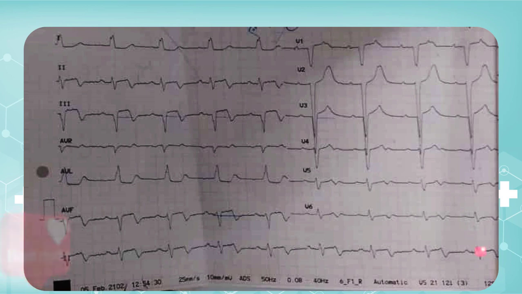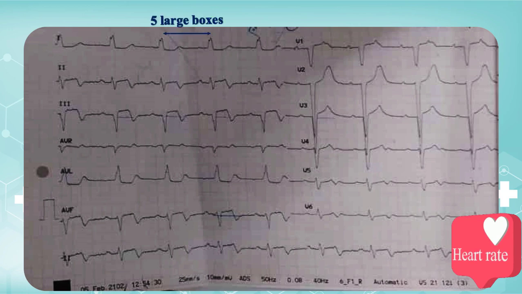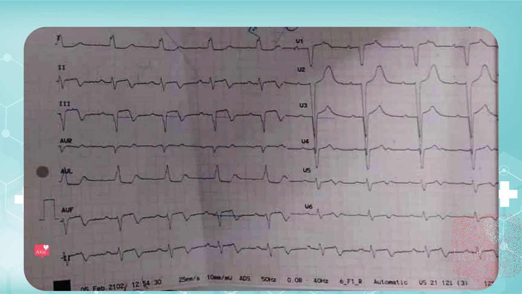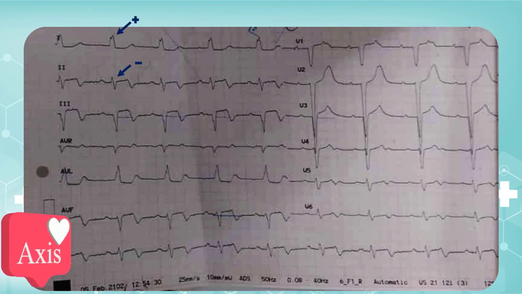Third step is calculating heart rate. The underlying rhythm is regular, there are nearly 5 large boxes between consecutive R waves. So, heart rate is about 60 beats per minute. Then we should go through the heart axis. The QRS complexes are positive in D1 and negative in D2, so the axis is deviated leftwards.